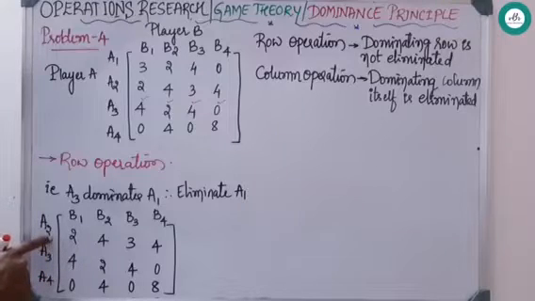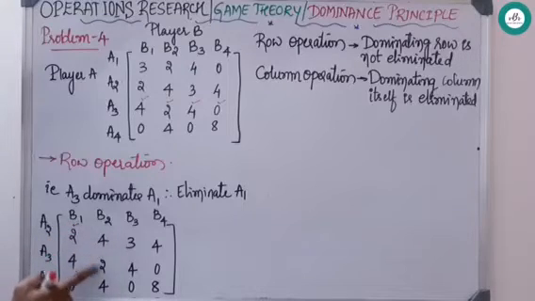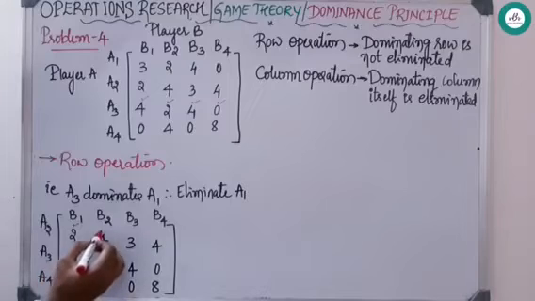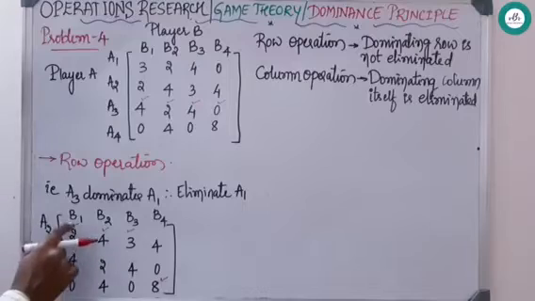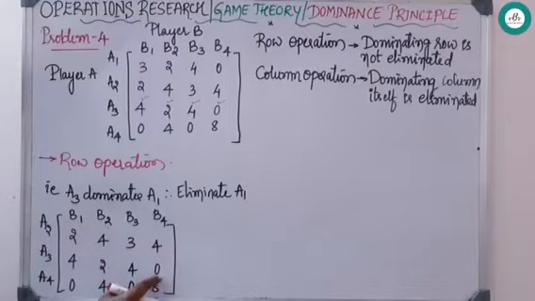Again comparing 2 and 4. So we have elements 2 and 0, 2 is dominating. 4 and 4, so it is equal. Let me consider this. 3 and 0, 3 is dominating. 4 and 8, 8 is dominating. So row wise it is not possible. So further we'll proceed with a column operation.